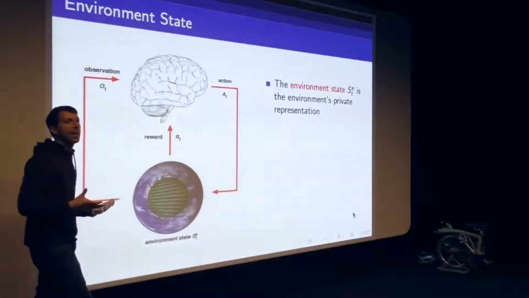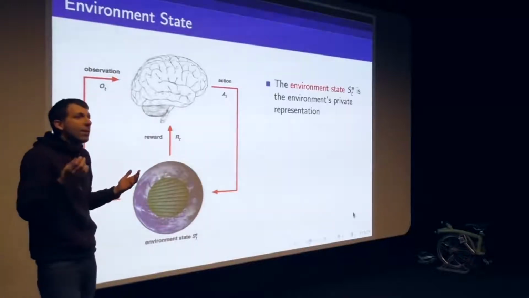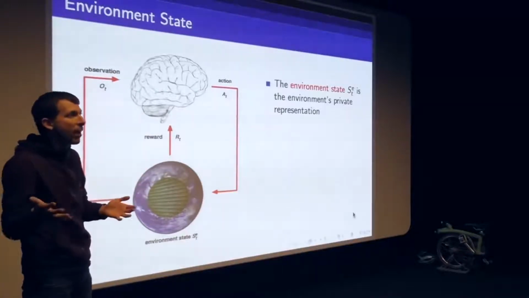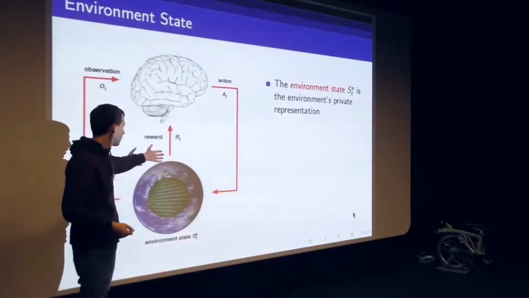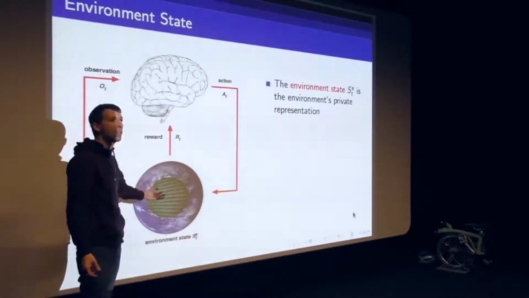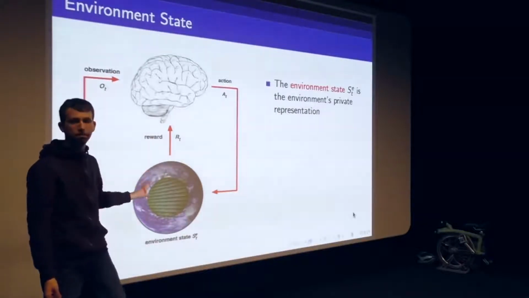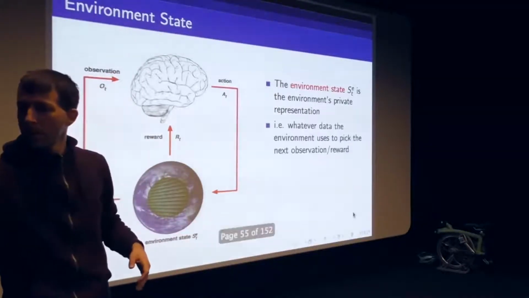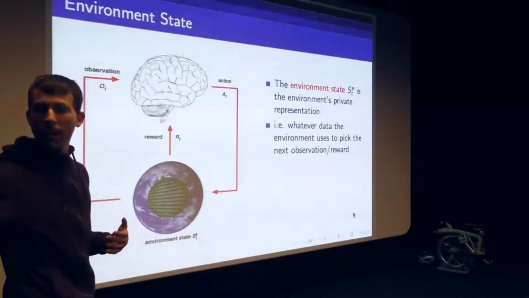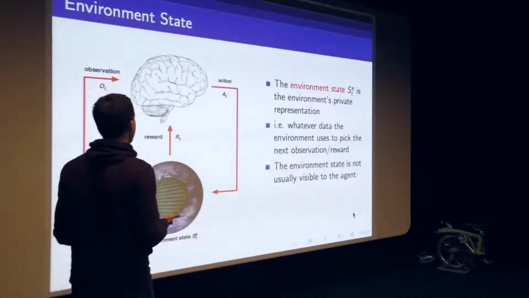And so we call that the environment state. This is literally, if you were to informally ask what state the environment is in, the set of numbers contained in here, the information that is necessary to determine what happens next from the environment's perspective. The special thing about the environment is that it's not usually visible to the agent.